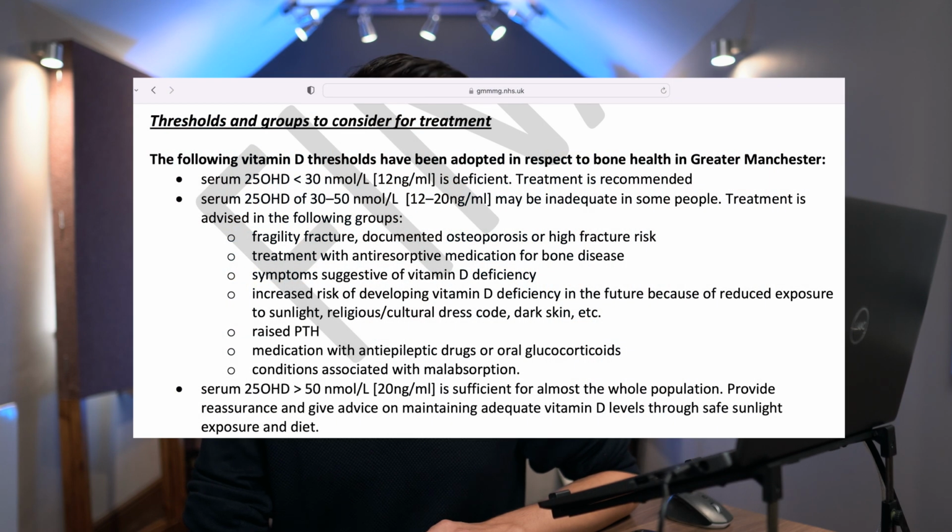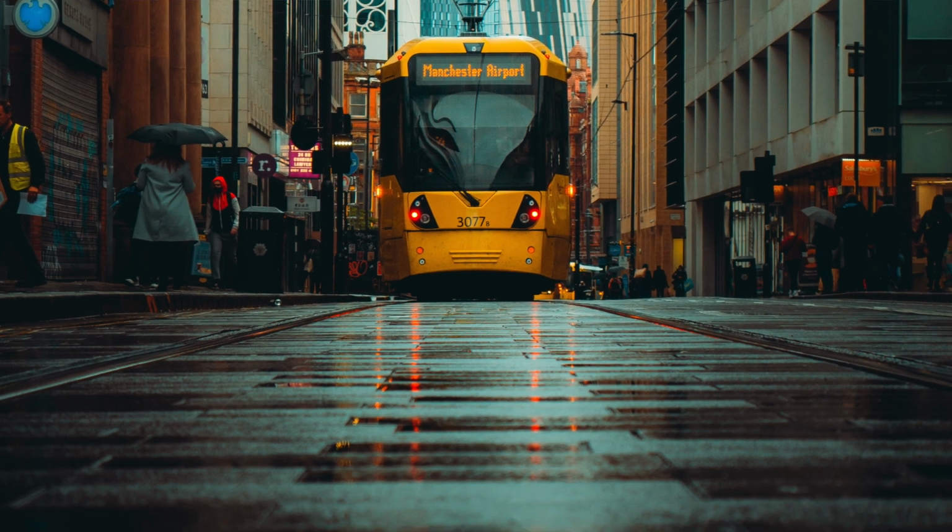CKS suggests that under 25 is classed as deficiency, and so patients should have treatment. Of note, GMMG, which is the Manchester formulary, have that cutoff at 30. And if you want to know why, then I suggest coming to Manchester. I would recommend reading the full guidance in the link in the description below, as there are some exceptions to the rule that warrant a referral. Lastly, although routine monitoring of vitamin D levels is not needed, there is a suggestion to consider checking levels 3 to 6 months after starting vitamin D treatment in people with ongoing symptoms.